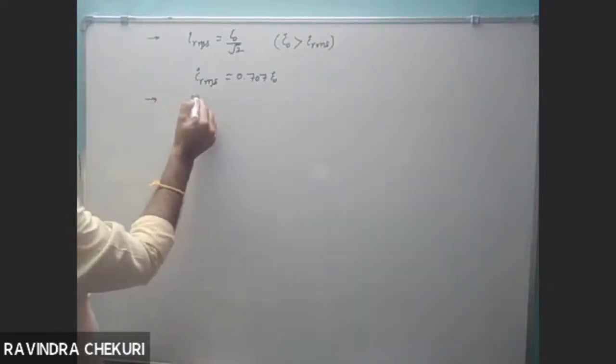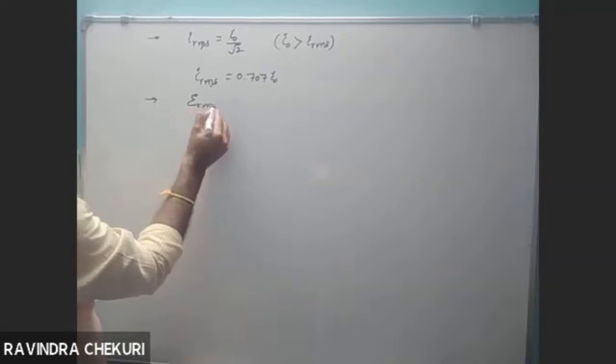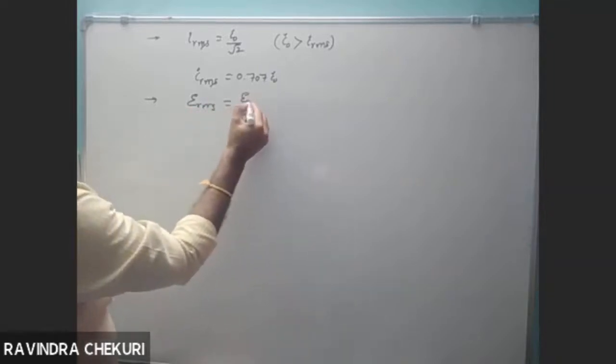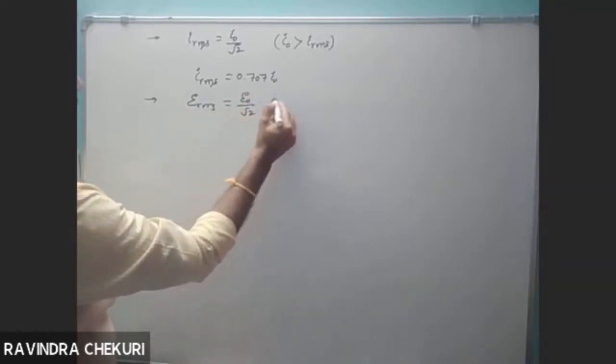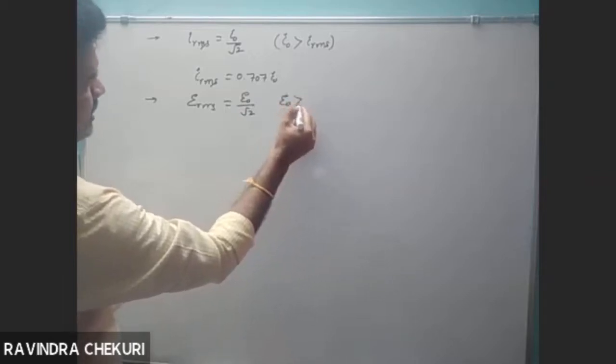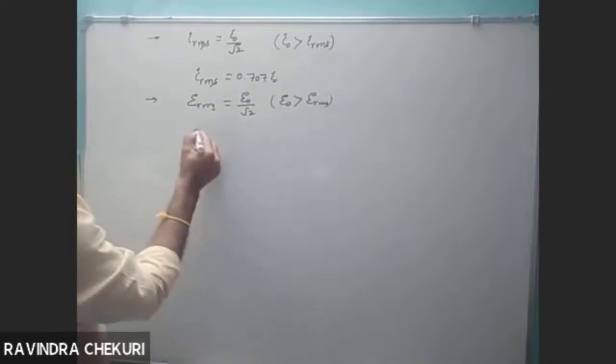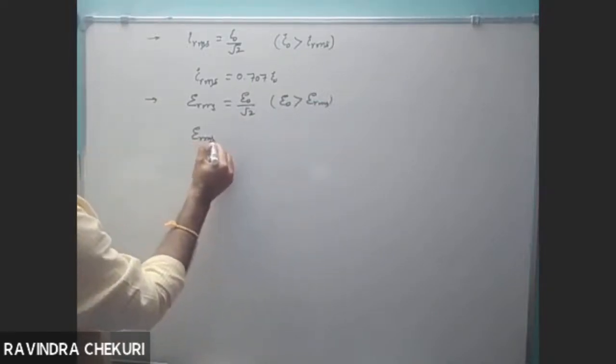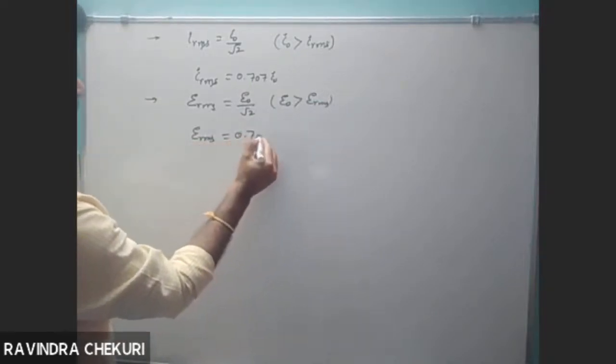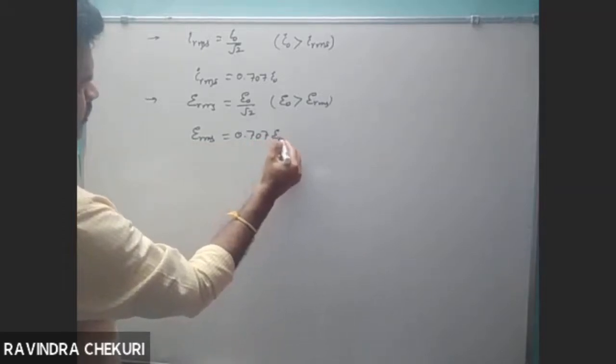So E_RMS is equal to RMS potential, RMS voltage. So E naught by root 2, and E naught is also greater than E_RMS. And E_RMS is equal to RMS voltage, 0.707 into E naught.